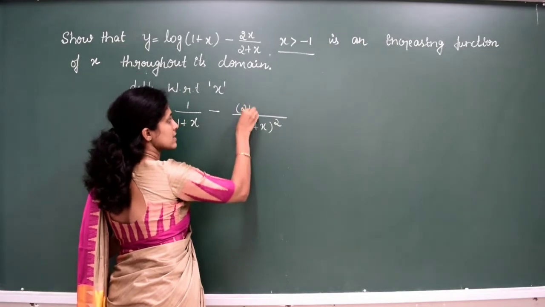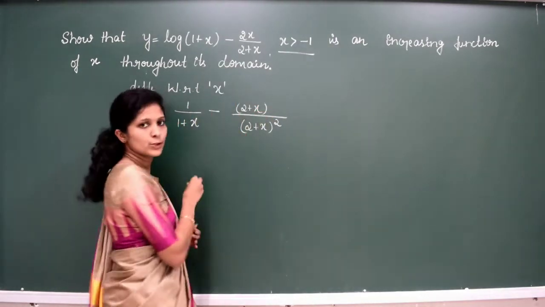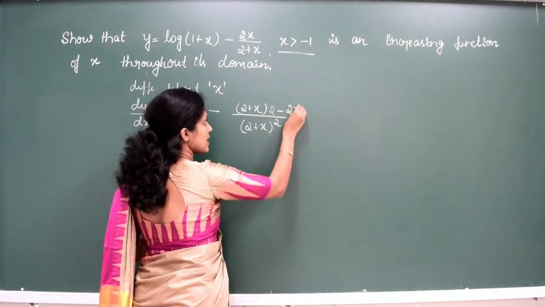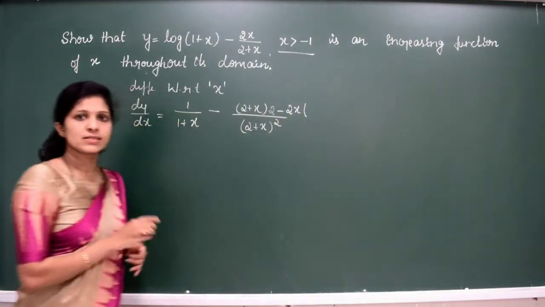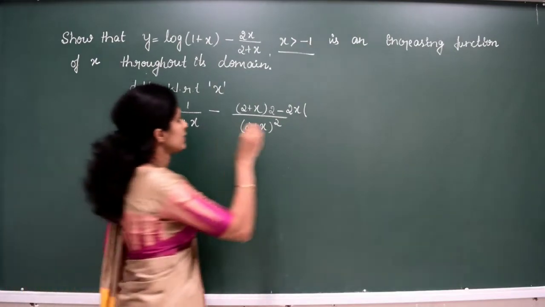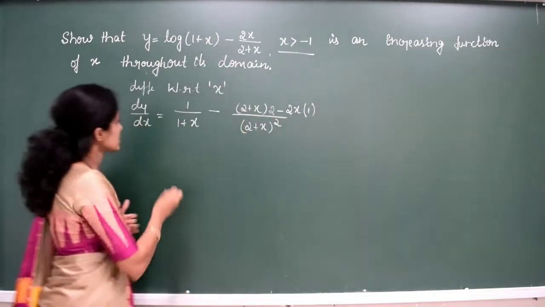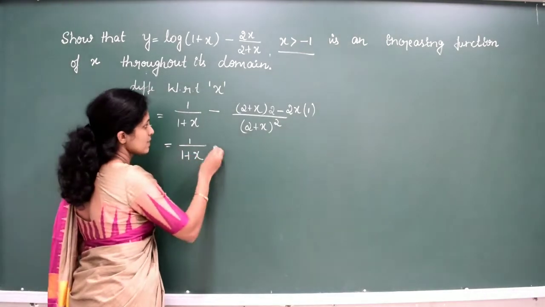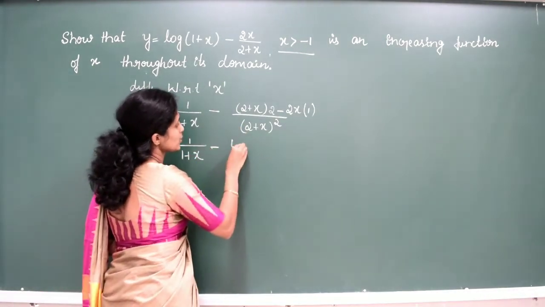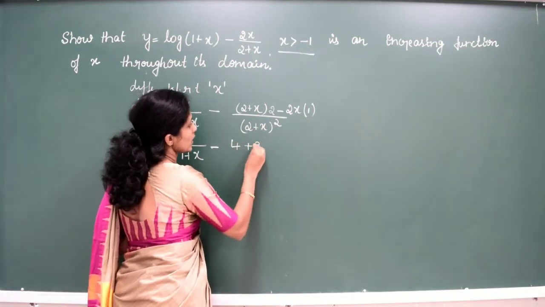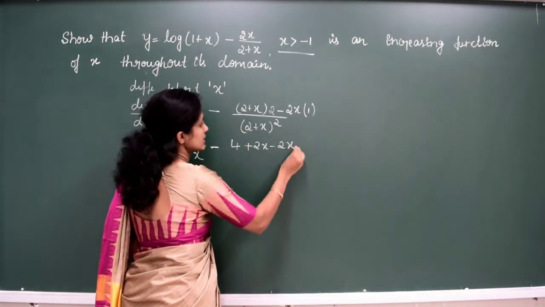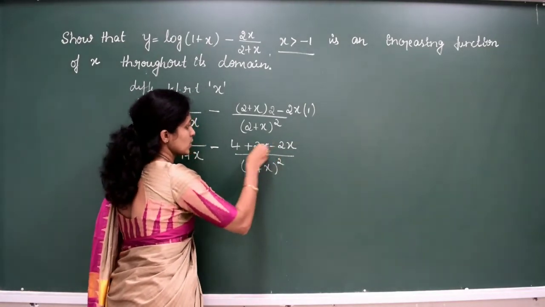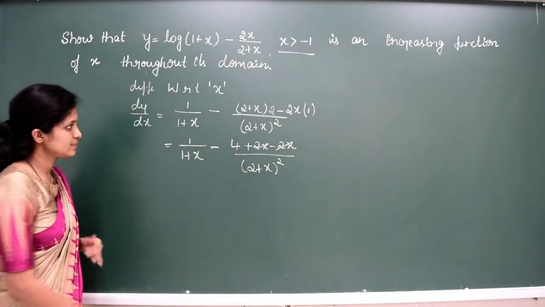Here 2 + x is as it is and the derivative of 2x will be 2, right, minus the other 2x as it is and the derivative of 2 + x, where the derivative of 2 is 0 and the derivative of x is 1. So, this is equal to 1/(1 + x) minus (4 + 2x - 2x)/(2 + x)². So, plus 2x and minus 2x will get cancelled.